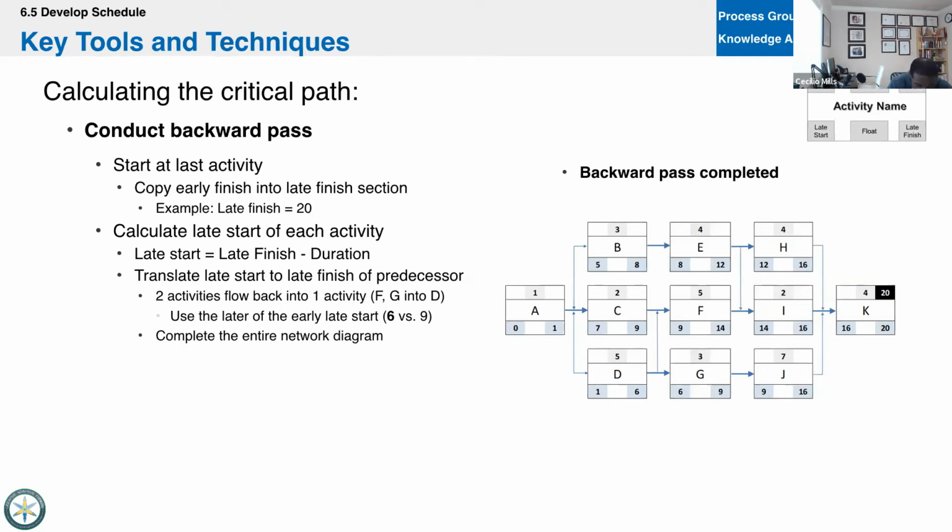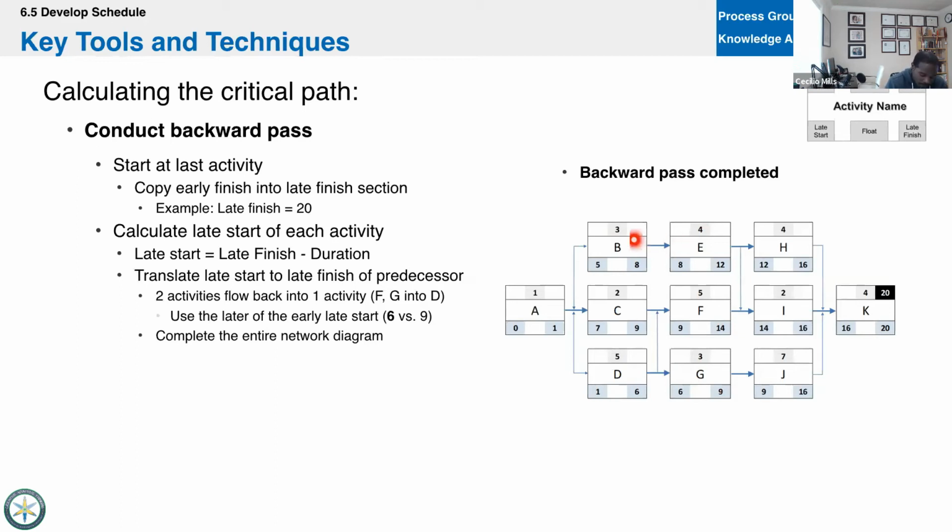So we get to activity E, and activity E has 2 numbers here, 14 and 12. It's going to take the smallest number, which is the 12. Activity F only had 1, 14. Activity G only had 1, which is J. So we take the 9, and we do the same thing. So again, when we do the backwards pass, we take the smaller number.